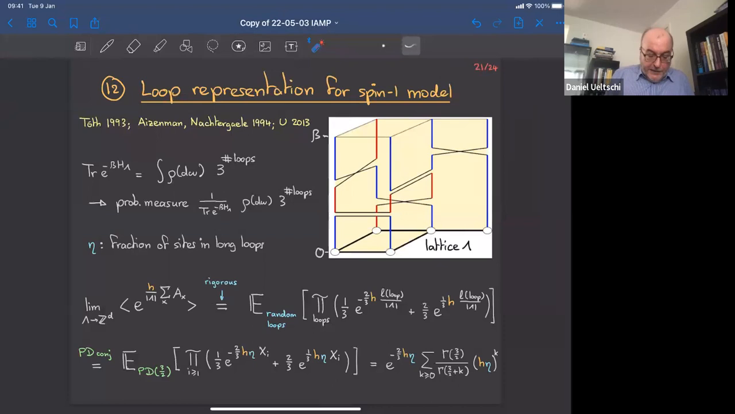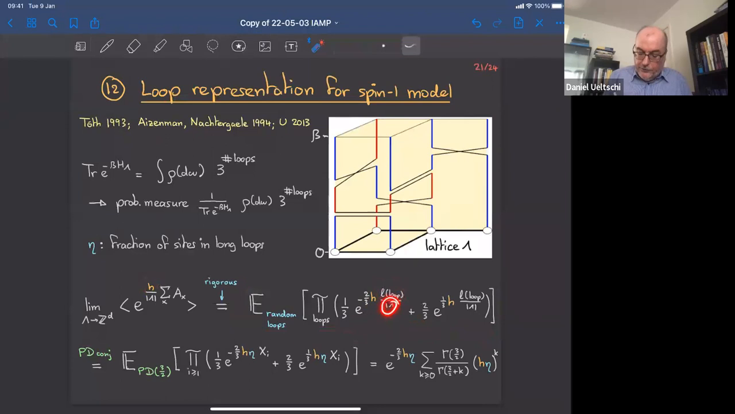And we can define this important quantity, which is the fraction of sites in long loops. And the expectation of this operator over here, one can write it in terms of its loops as this expectation over here. So this part is rigorous. For finite domains, that's correct. So we average with this measure over here, this function over here, which is 1/3 exponential minus 2/3 h, the one over here. And then we have the length of a loop divided by the volume, and 2/3 and this thing over here.